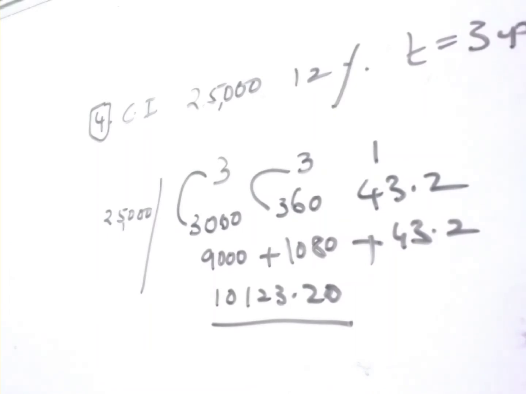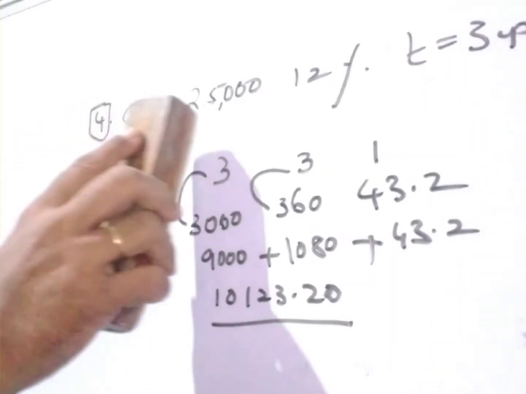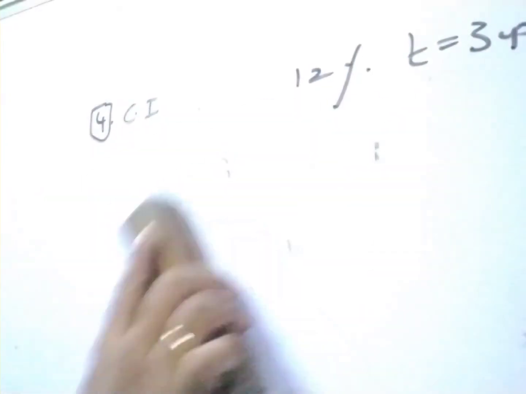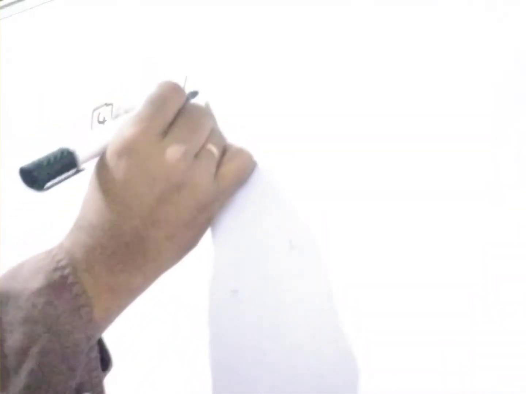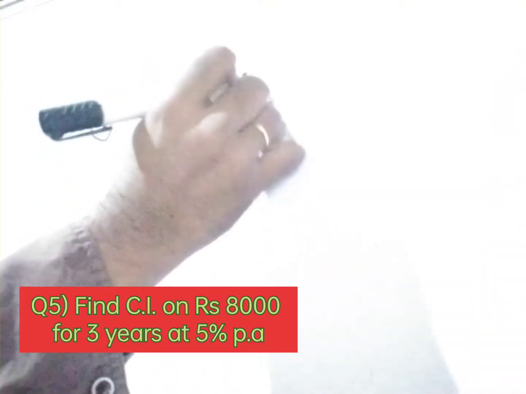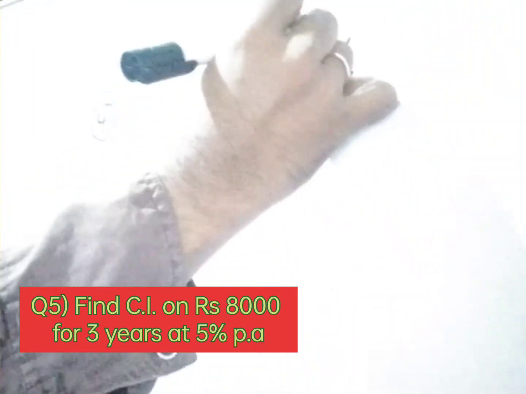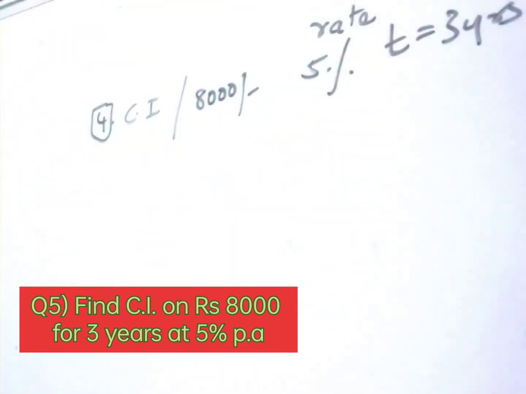Next question, same type. Find compound interest for 8,000 rupees, 5% per annum. Time is equal to 3 years.